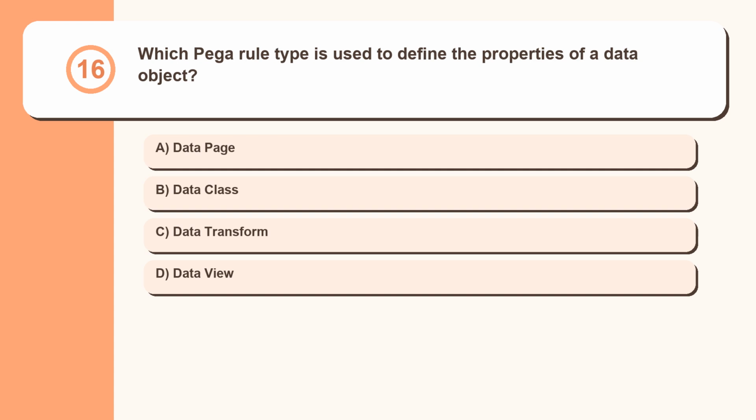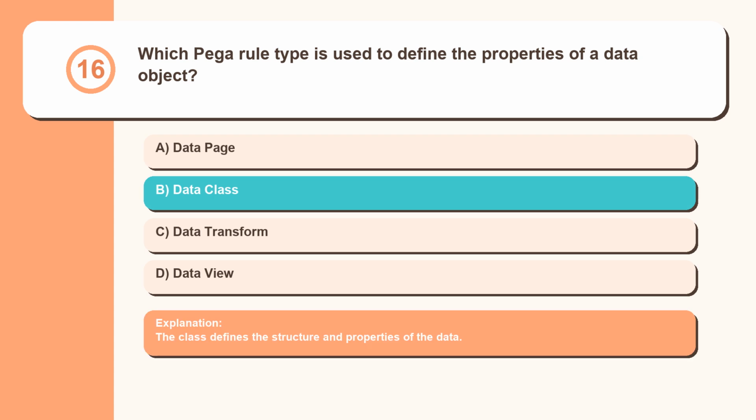Question 16. Which Pega rule type is used to define the properties of a data object? Data page, data class, data transform, data view. The class defines the structure and properties of the data.